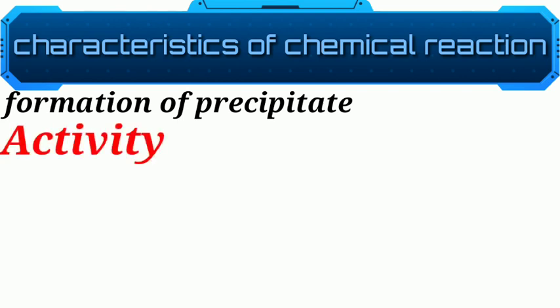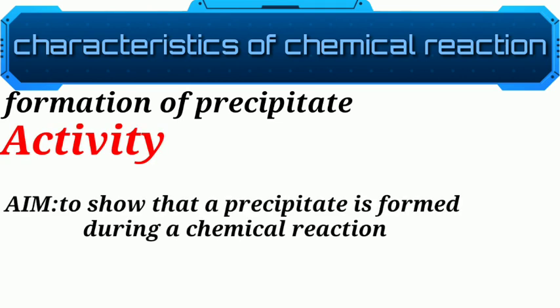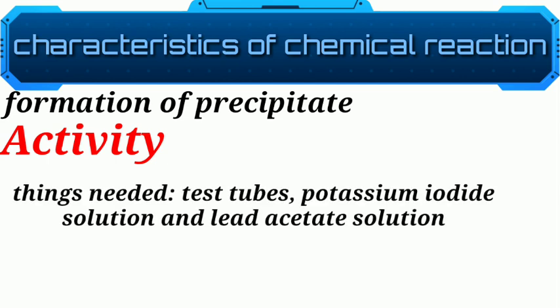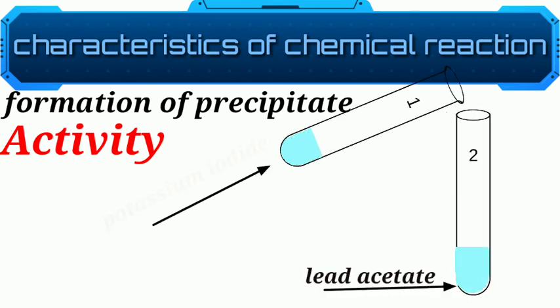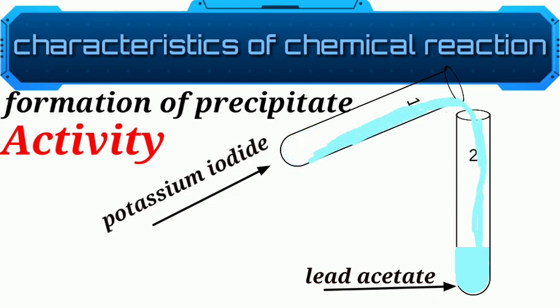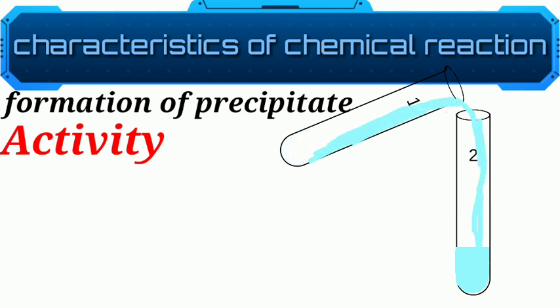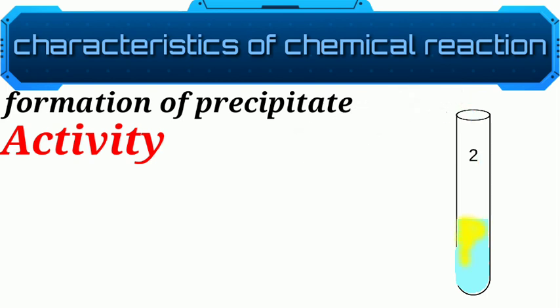Activity. Aim: to show that a precipitate is formed during a chemical reaction. Things needed: a test tube, potassium iodide solution and lead acetate solution. Method: take a lead acetate solution in a test tube and add potassium iodide solution to it. Observation: on mixing the solutions of lead acetate and potassium iodide, a yellow colored solid precipitate is formed.